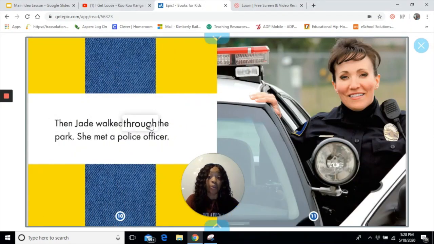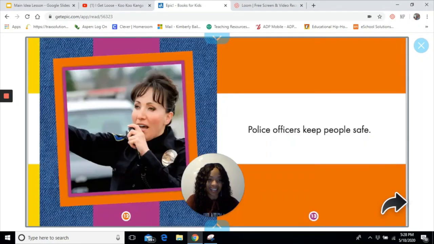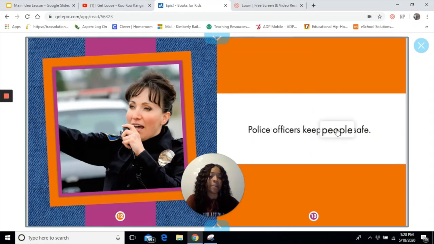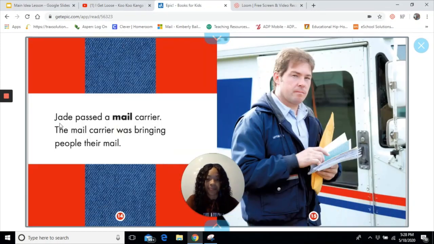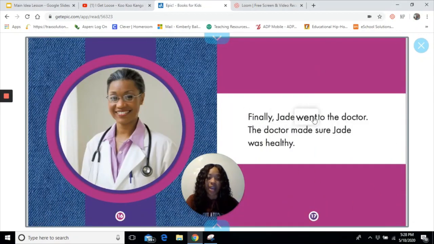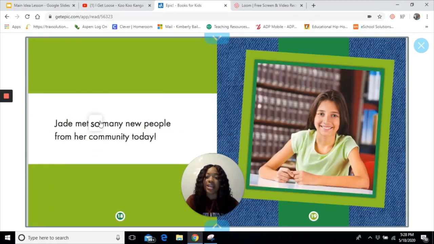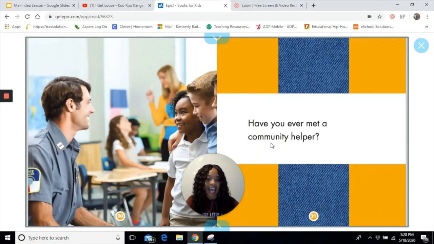Then Jade walked through the park. She met a police officer. Police officers keep people safe. Jade passed a mail carrier. The mail carrier was bringing people their mail. Finally, Jade went to the doctor. The doctor made sure Jade was healthy. Jade met so many new people from her community today. Have you ever met a community helper?